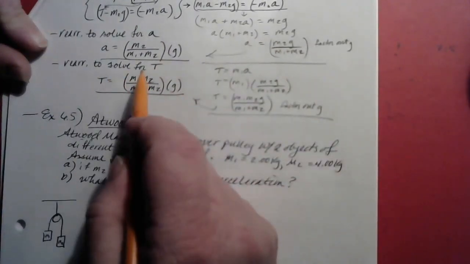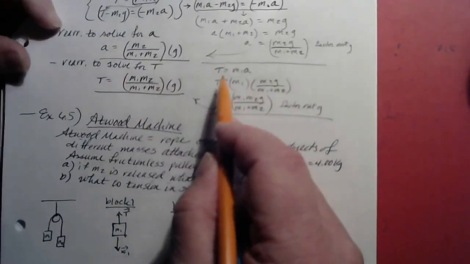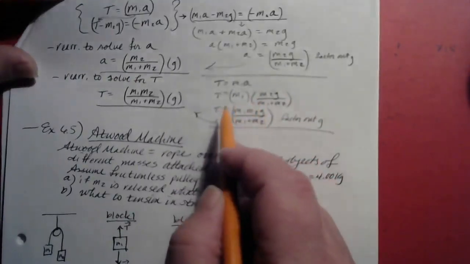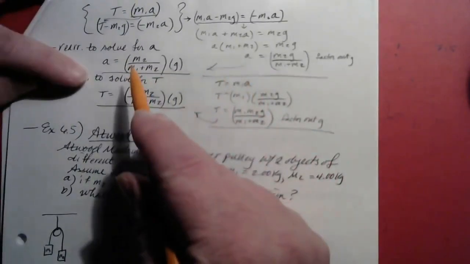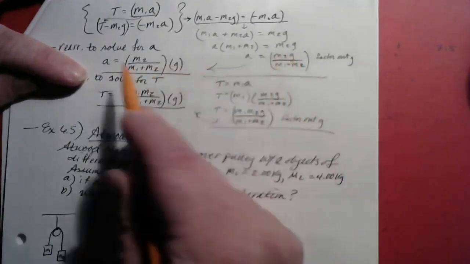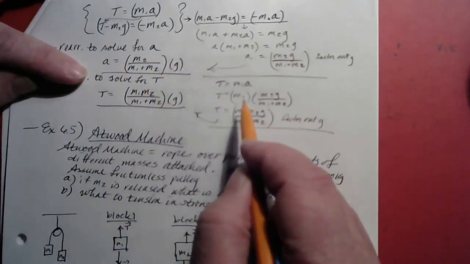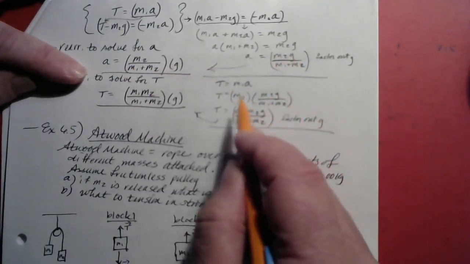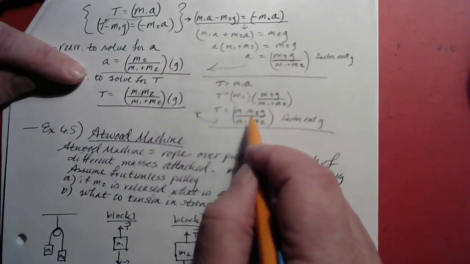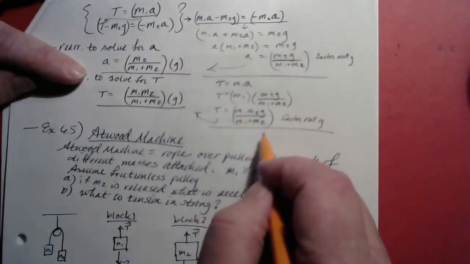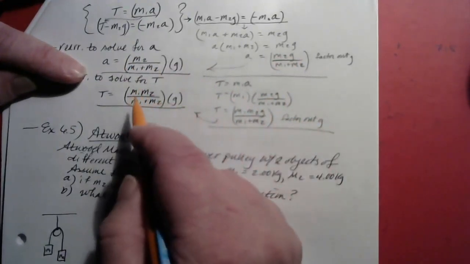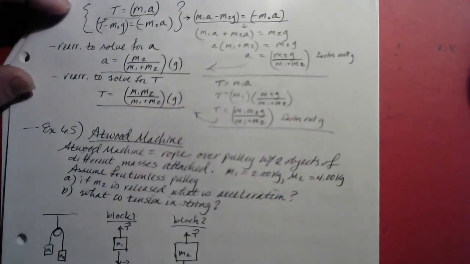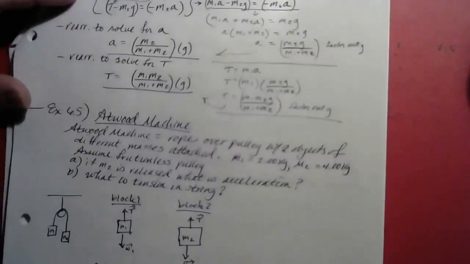You can then rearrange again to solve for T. If T equals M1 times a, like it is up here at the top, and we just found out what a is, then T would be M1 times this. When you multiply it out, it's M1M2g over M1 plus M2. You again factor out the g and you get M1 times M2 over M1 plus M2 times g.